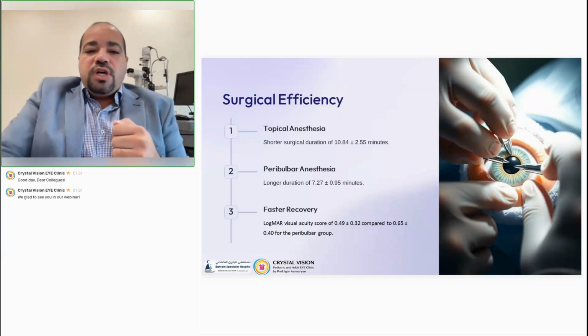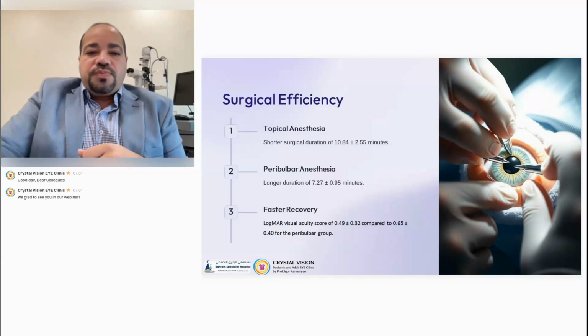And also it gives us a faster recovery of logMAR visual acuity on the first day after operation. The visual acuity on the logMAR score is 0.49, while it is 0.65 with local anesthesia.